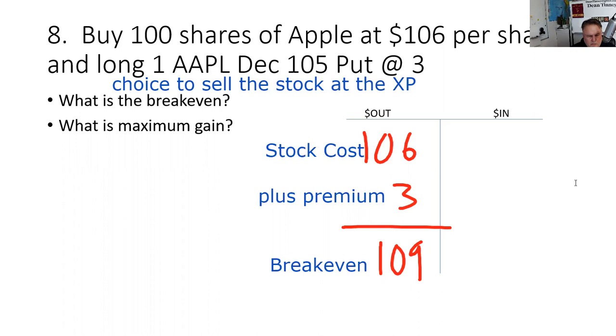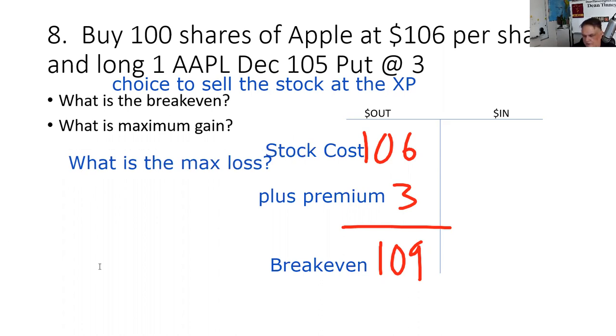Why am I doing this? I'm doing this to protect against a big price decline. Here I asked you the max gain. The max gain is unlimited because you don't have to sell if you don't want to. But let's go ahead. I wouldn't feel good if I didn't do the max loss on this one because that's why you do this. You do this to put in a floor.